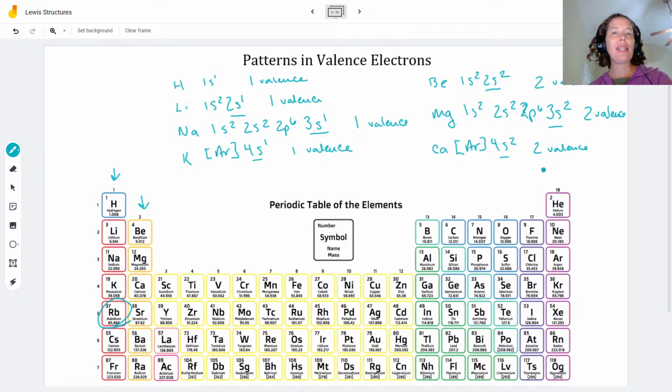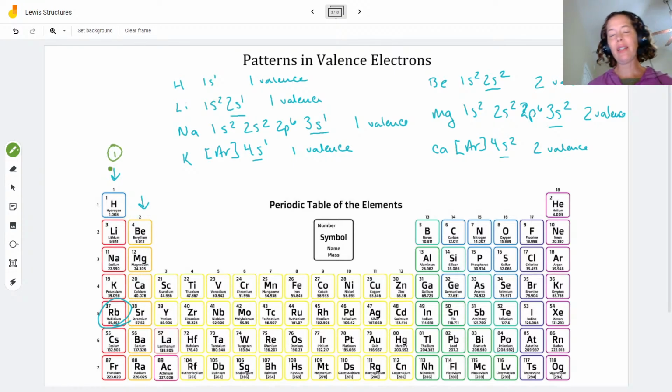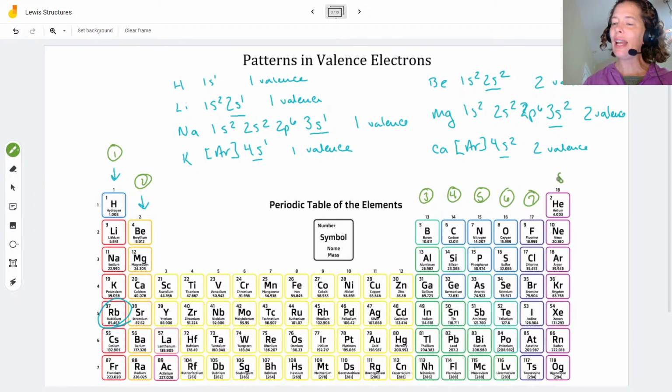All right, so at this point, let's take an educated guess. We know that there is one valence electron in the first column. In our second column, there are two. So if we go here to column number 13, where we go from our s's to our p's, guess how many valence electrons? You got it, 3, 4, 5, 6, 7, and 8.